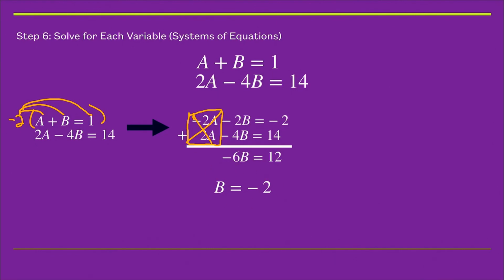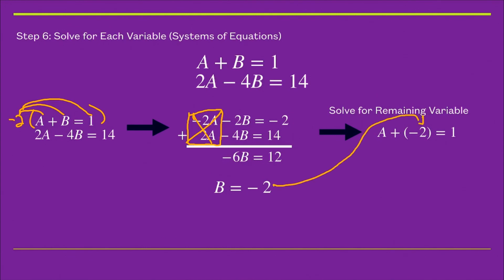Now all I need to do is figure out what a is, and I'm just going to substitute this -2 into either of my original equations in the system. I think I'm going to use the top one. If we go to the next part, you can see it says solve for remaining variable. After I substitute that -2 in for b right here, we just solve for a. I'm going to add 2 to both sides, and we get a equals 3. So now I have both of my variables, and we're pretty much ready to put everything back together. So there's my 2 answers, A and B.